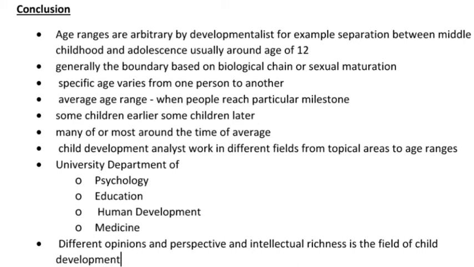Adolescence generally begins around the age of 12, but some children get adolescence before 12 or some children get adolescence after 12. Generally the boundary is based on biological change, means sexual maturation. If a child gets sexually matured earlier than 12, then that is adolescence. And the specific age of a child varies from one person to another, means one child gets adolescence at 12, one child at 11, one child at 13. And age ranges vary when children show deviation from the average.